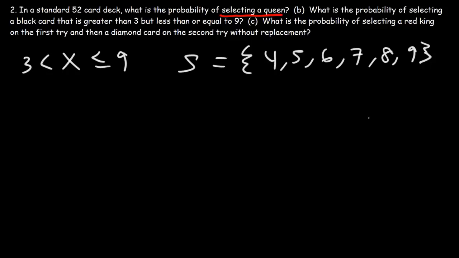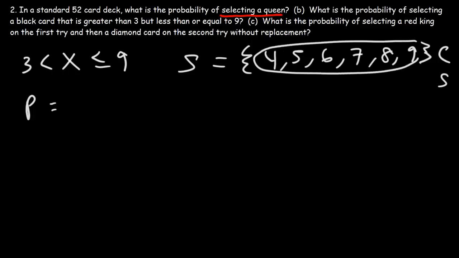Now you might be thinking, okay, so the probability is going to be 6 out of 52. But keep in mind, there's 2 types of black cards. You have the clubs and you have the spades. So there's 6 clubs with these numbers, and there's 6 spades with those same numbers. So really, there's 12 cards that are greater than 3, less than or equal to 9, that are a black card. Because you got the clubs and the spades.